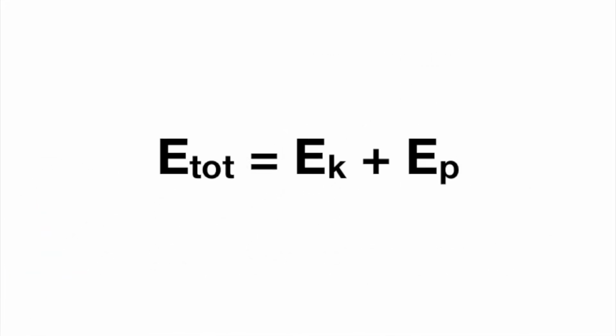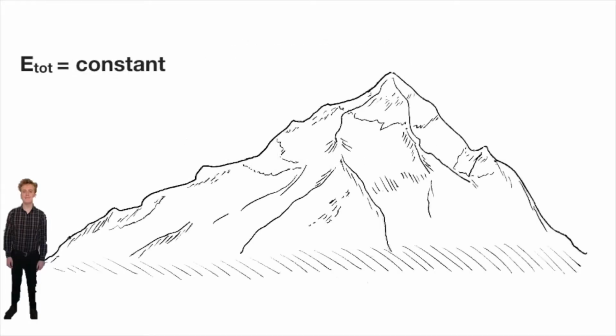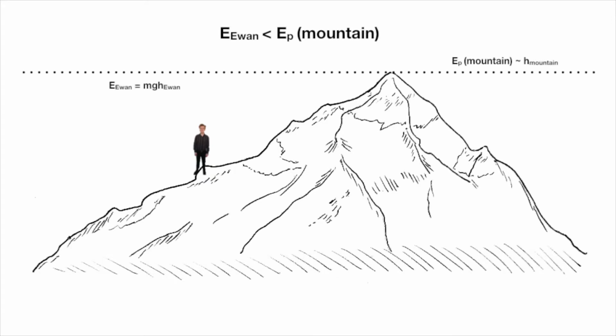Ewan's total energy is equal to the sum of his kinetic energy and potential energy. Due to the law of conservation of energy, Ewan's total energy will stay constant, so as his potential energy increases, his kinetic energy will decrease. This is considering that there is no friction created while he climbs. If the maximum height reached is smaller than the height of the mountain, then Ewan will not be able to cross to the other side.